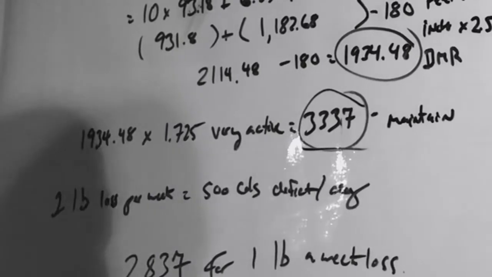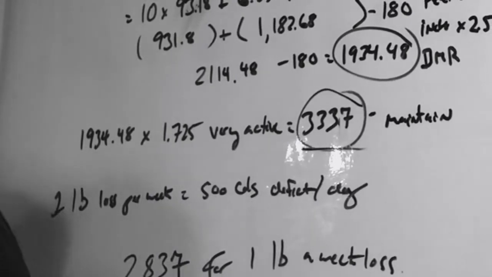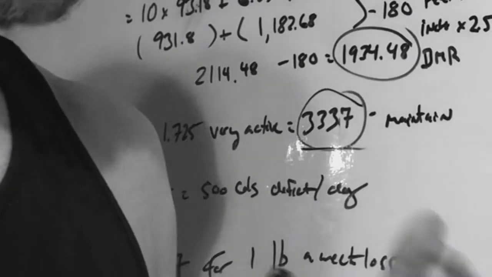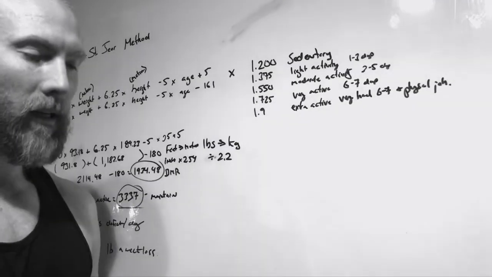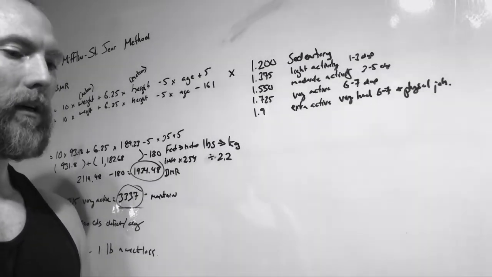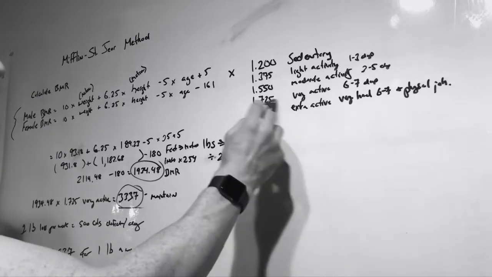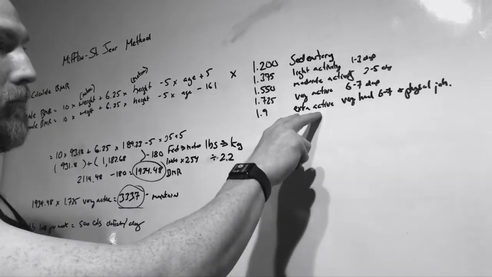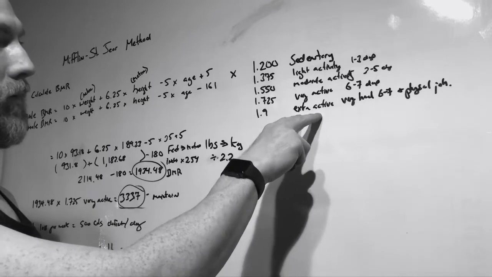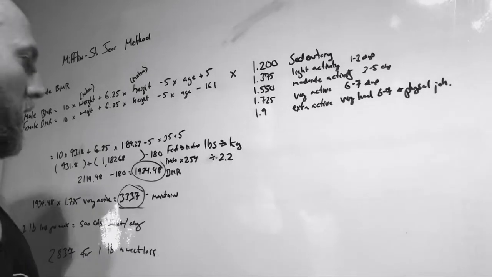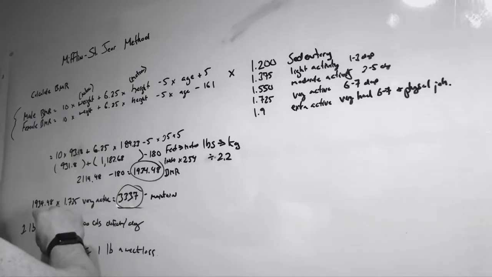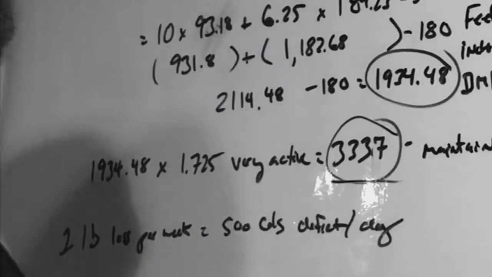We're going to then multiply it by a modifier. For myself, I work out 6 to 7 days a week. Always doing something. I'm working out vigorously and multiple times a day often. So I give myself a very active. I don't do manual labor, so I'm not going to say I'm extra active. I'm going to multiply those values together.